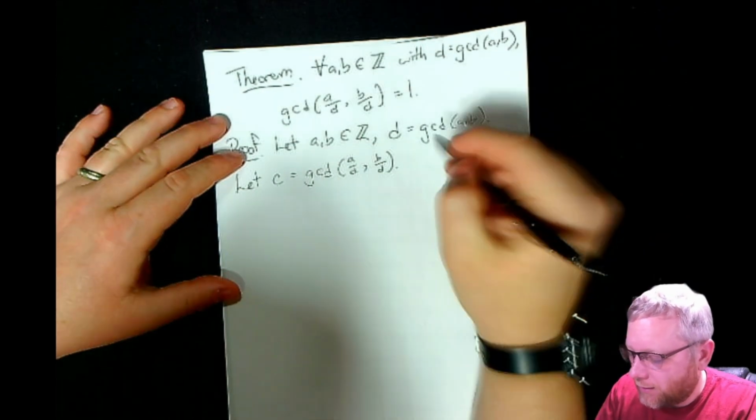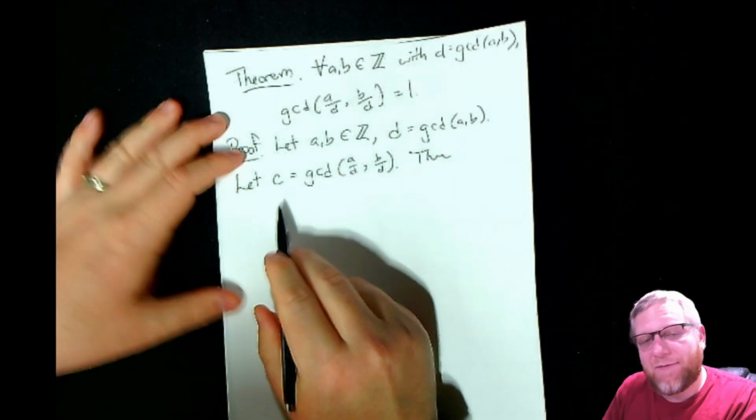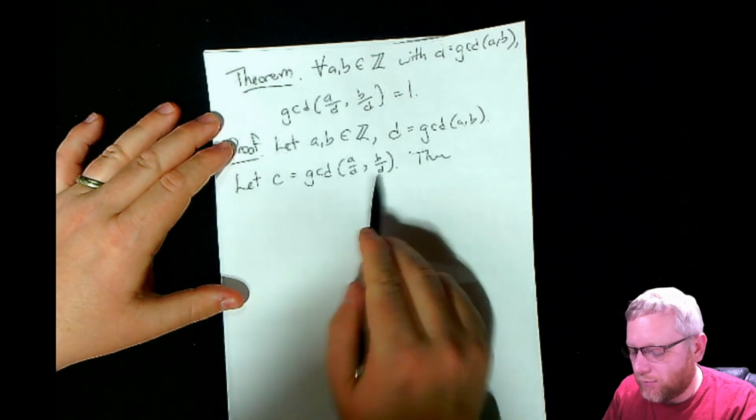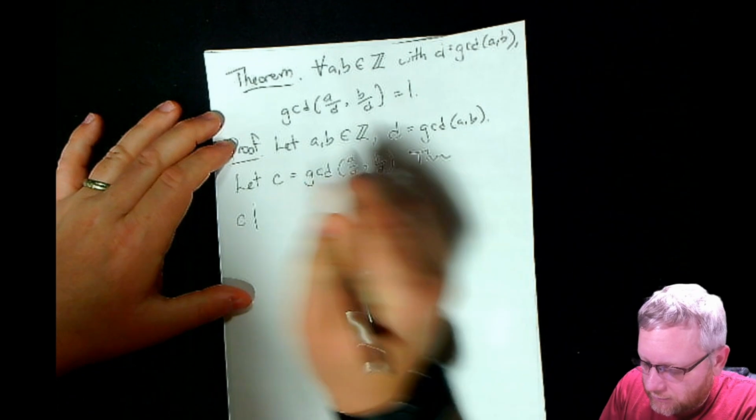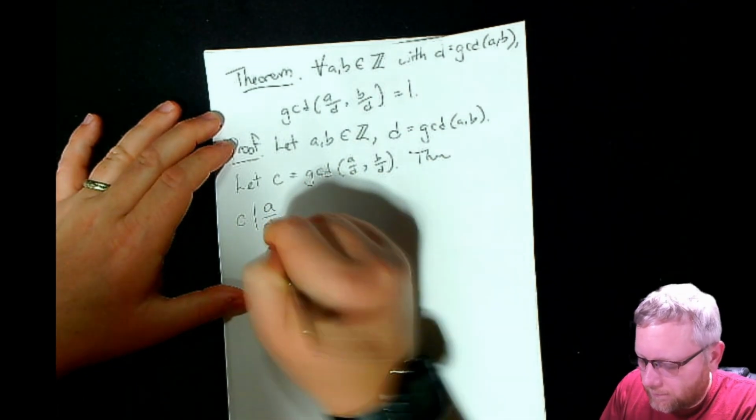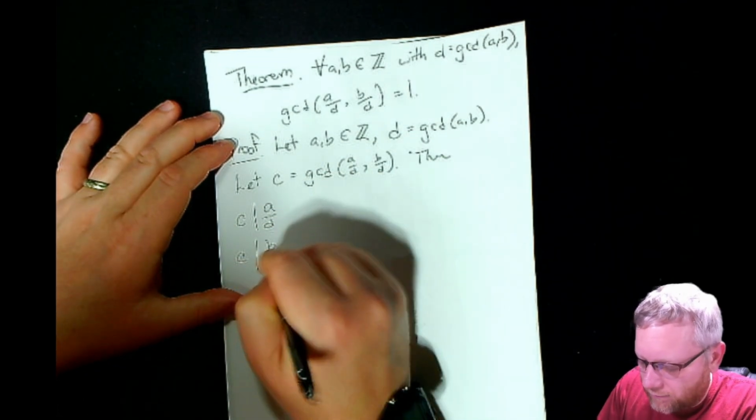So how are we going to go about that? Well, by the definition, what does it mean to be the GCD of two numbers? It means that C divides those two things. So I know that C divides A over D, and C divides B over D.